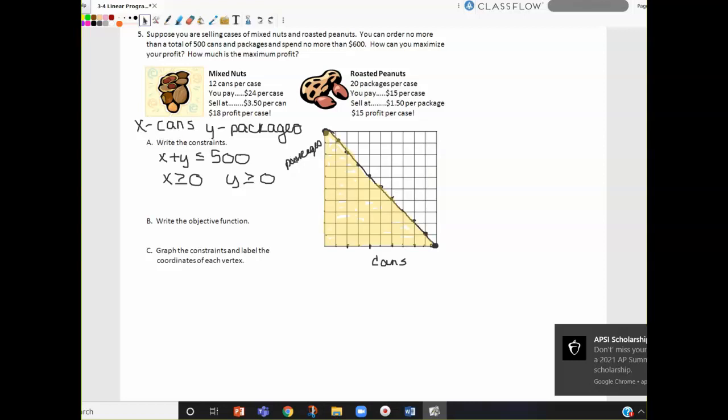So now comes the trickier part. So it says that 12 cans come per case. So when I purchase these items, I'm purchasing them as individual cans and packages. But I'm selling them as cases. And I'm trying to maximize my profit. So my profit is the x and y. However, my x and y kind of have a constraint on them because I make a profit of $18 per case of mixed nuts, but there's 12 cans in each case.